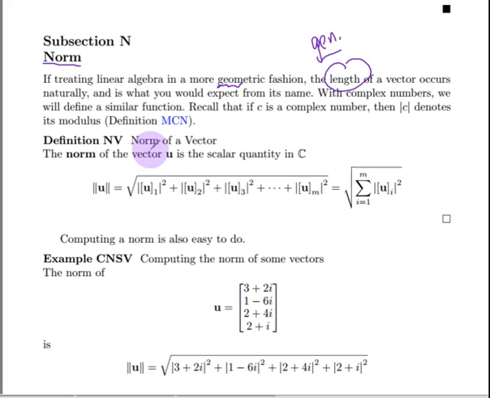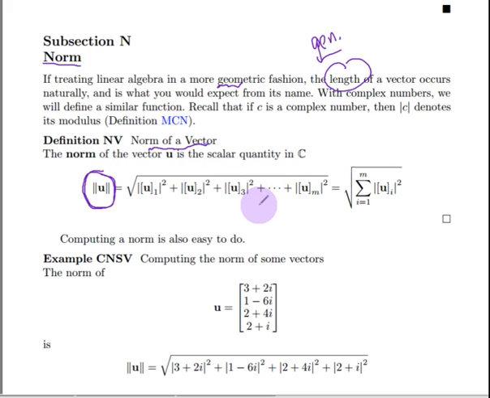Okay, so let's go to the definition. The definition of the norm of a vector. Now, hopefully this looks to you like the Pythagorean theorem, only with more components. This says the length of u, the norm of u, is the square root of the sum of the squares of the components.